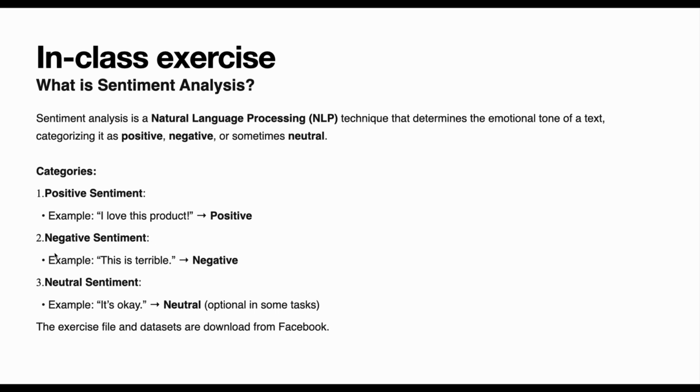Negative sentiment reflects dissatisfaction or unfavorable opinions. Example: "This is terrible" is classified as negative. Neutral sentiment represents neutral or mixed emotions, often used for balanced statements. Example: "It's okay" is categorized as neutral, although this category may not always be used depending on the task.